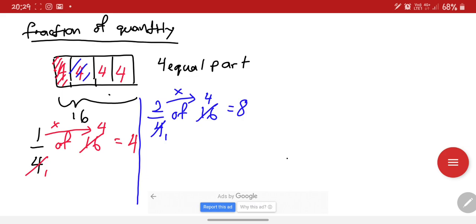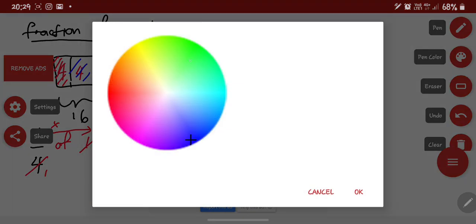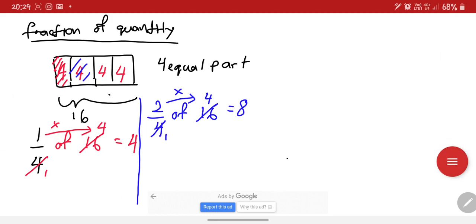Now let's say you wanted to find 3 out of 4. So you wanted 3 boxes, meaning 3 out of 4 of 16. 16 divided by 4 gives 4. Then you multiply the numerator with 4, so 3 times 4 is 12. So these 3 boxes make 12. You can also just add together all 3 of the boxes.